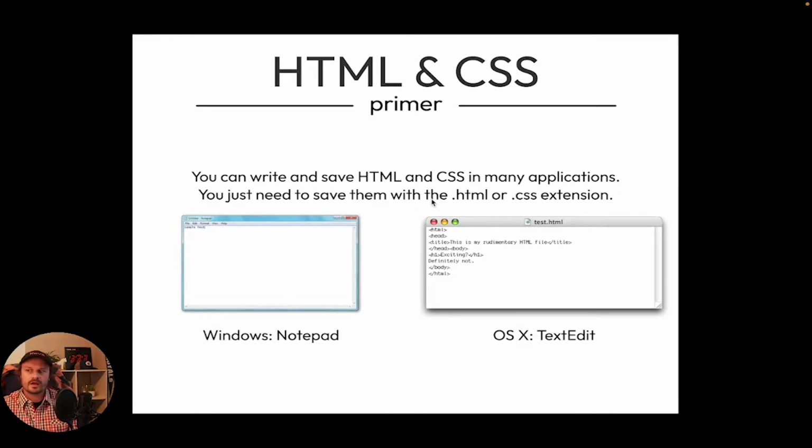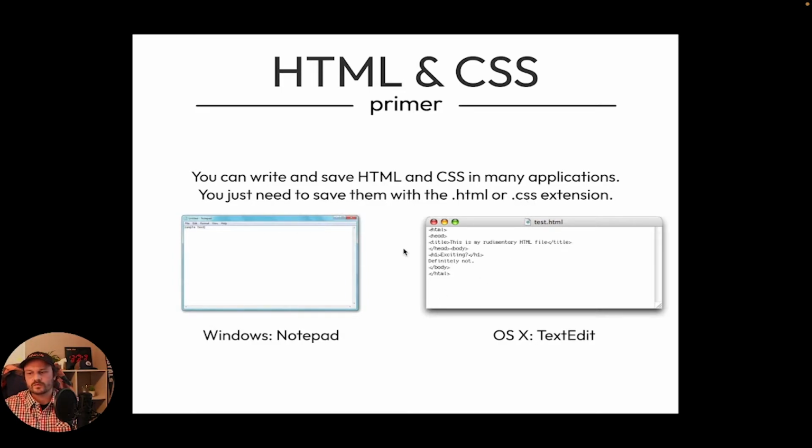Now, this harkens back to one of the slides I was discussing earlier, and that is, how do we write HTML and CSS? What tools do we have at our disposal? Well, one of the best things about writing HTML and CSS is you can basically do it anywhere. All you need to do is save the document with its appropriate extension. And of course, HTML files are .html and CSS are .css.